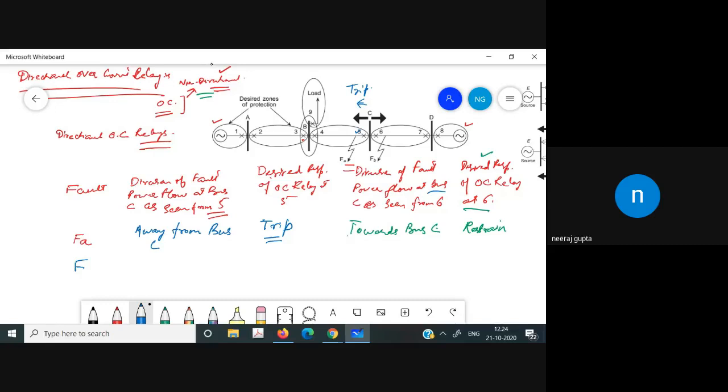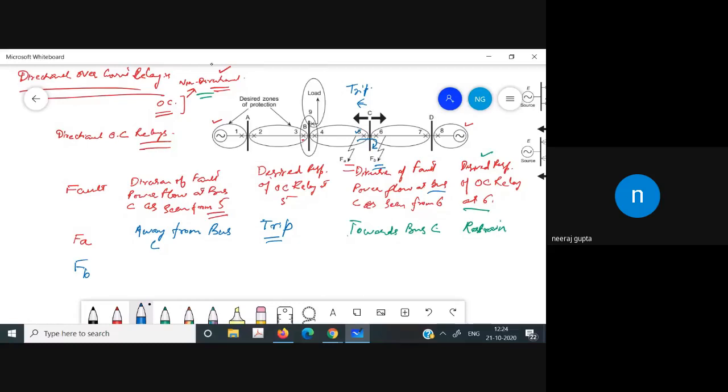Now, second is the FB. Now, when the fault FB is there in the system, first we see the direction of the fault power flow at bus C as seen from the 5. The fault is taking place between the line 6 and 7. So we will see the direction of the fault power flow. If we see from the 5, then the power flow will move like that. It means that it is feeding that fault through 5.